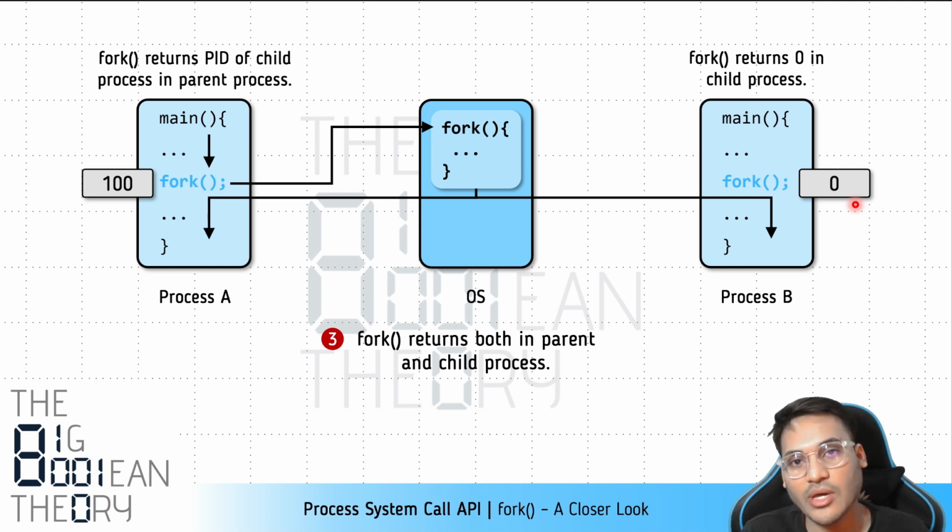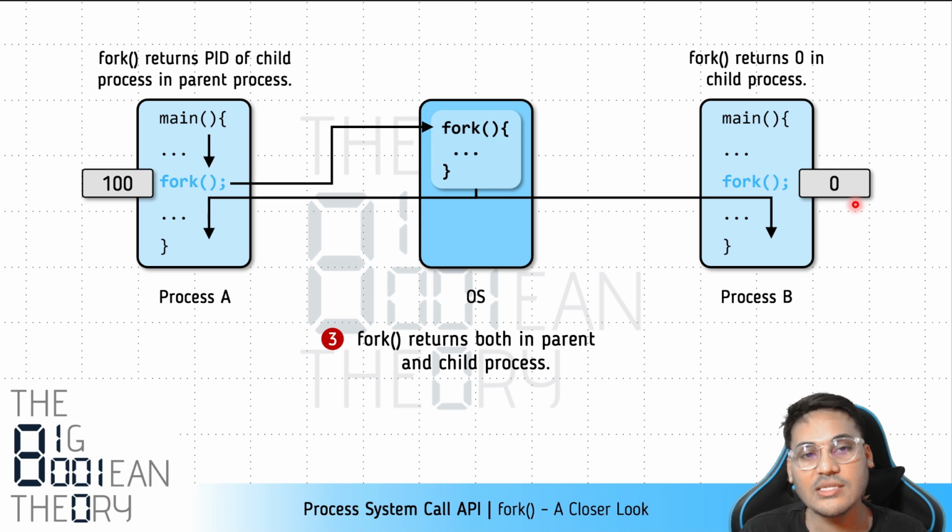Once it returns in the parent, and there the return value is an integer which is equal to the process ID of the child process that has just been created. Whereas in the child process, the value that is returned is a 0, right? This is always the case. This is a rule. Every time in the child process, the value of 0 will be returned.